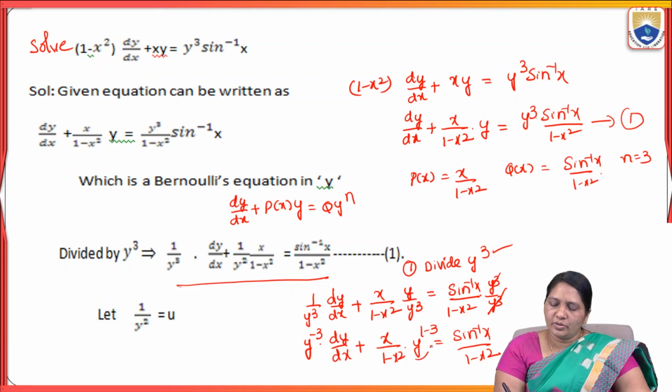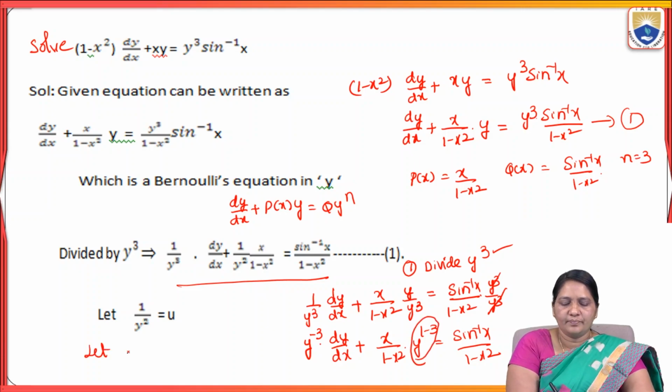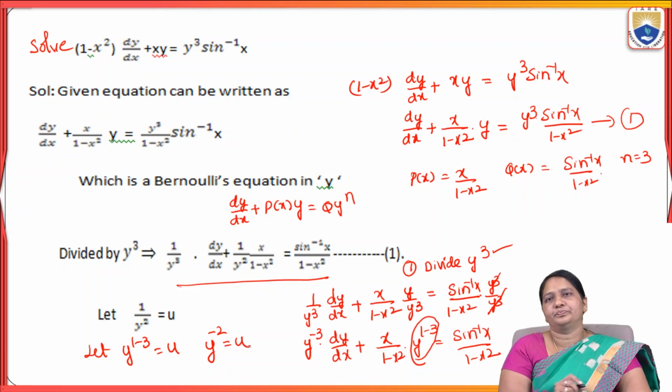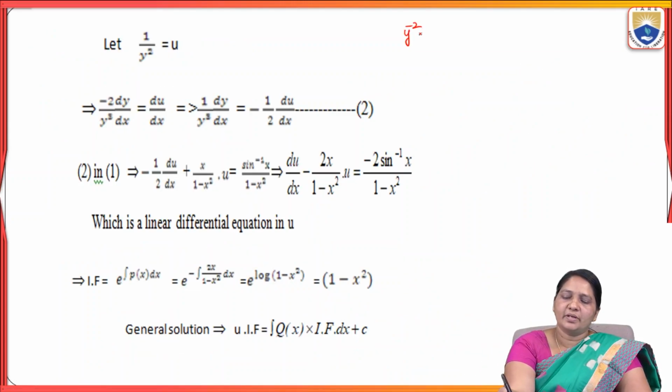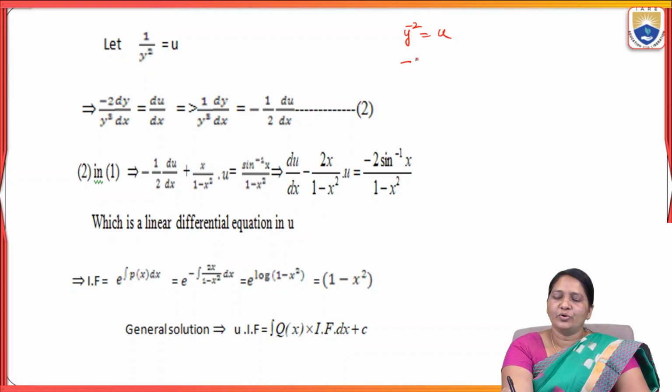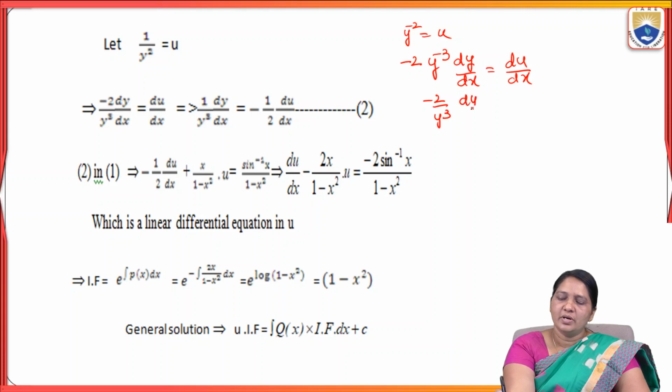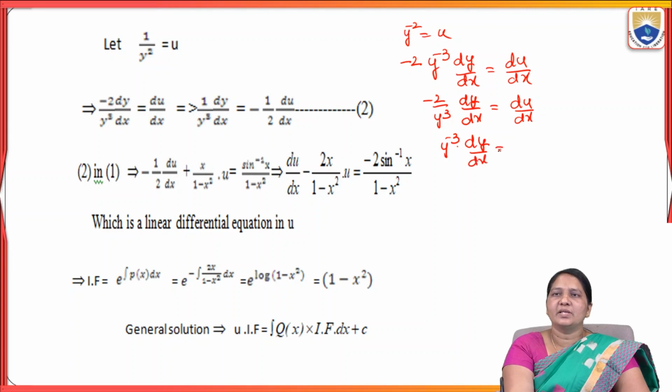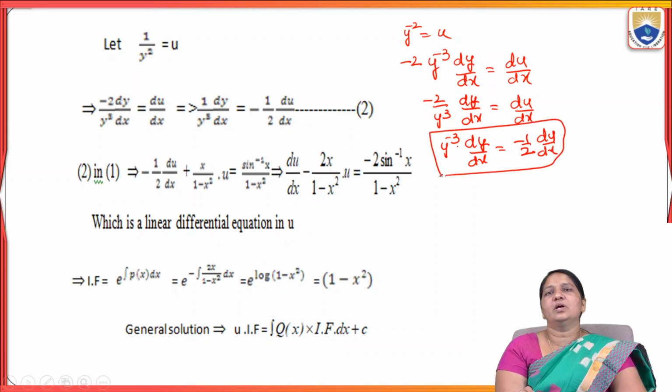Okay, so now I have to take one substitute value. So let y power 1 minus 3 equal to u, nothing but y power minus 2 equal to u. So in the next step, if you are taking y power minus 2 equal to u, here I am going to do the differentiation for this: minus 2 into y power minus 3 into dy by dx is equal to du by dx. So finally this is minus 2 by y cube into dy by dx is equal to du by dx. So finally y power minus 3 into dy by dx is equal to minus 1 by 2 into du by dx. This value I am going to substitute in the equation 1.